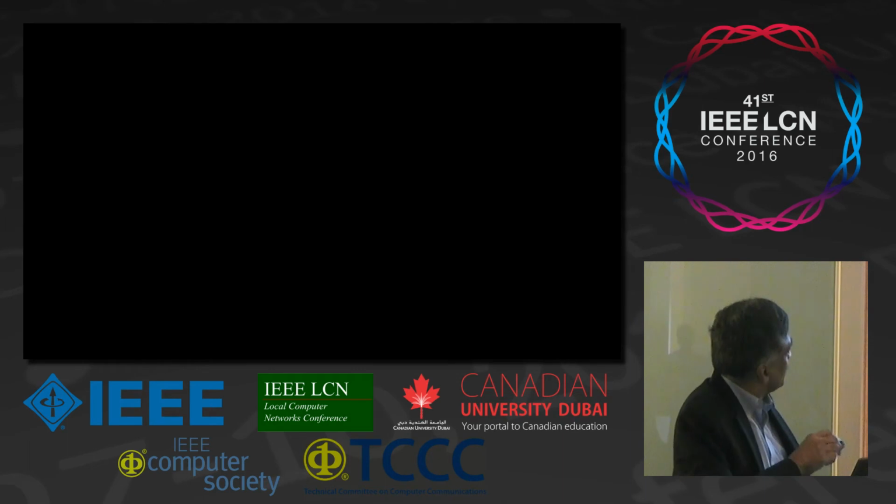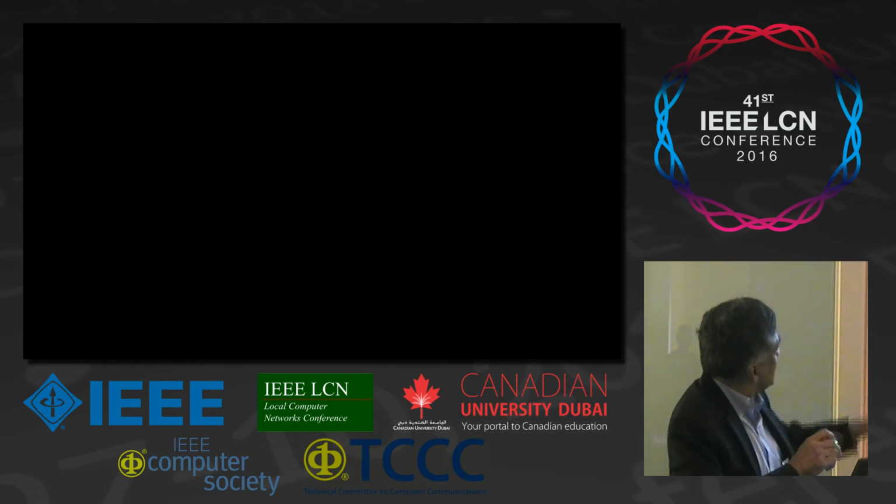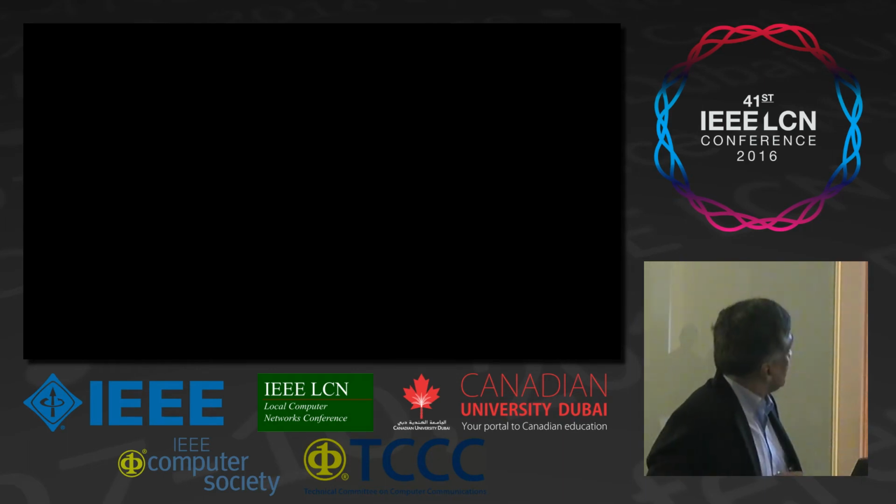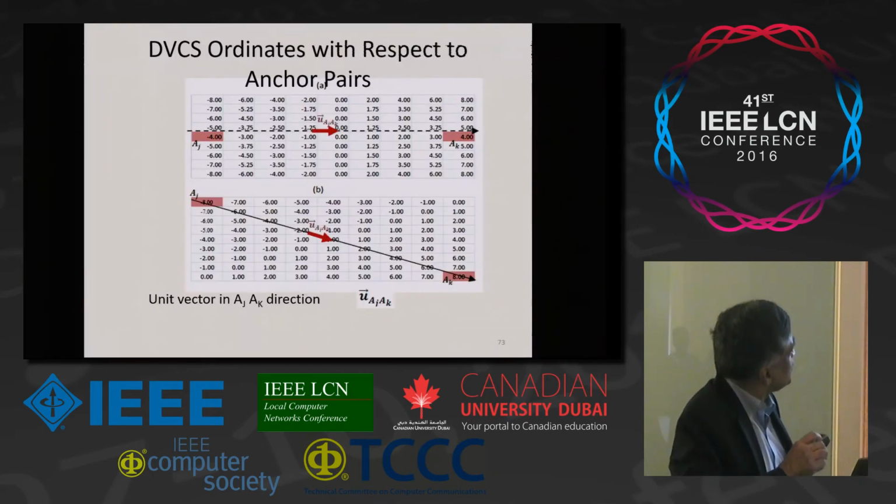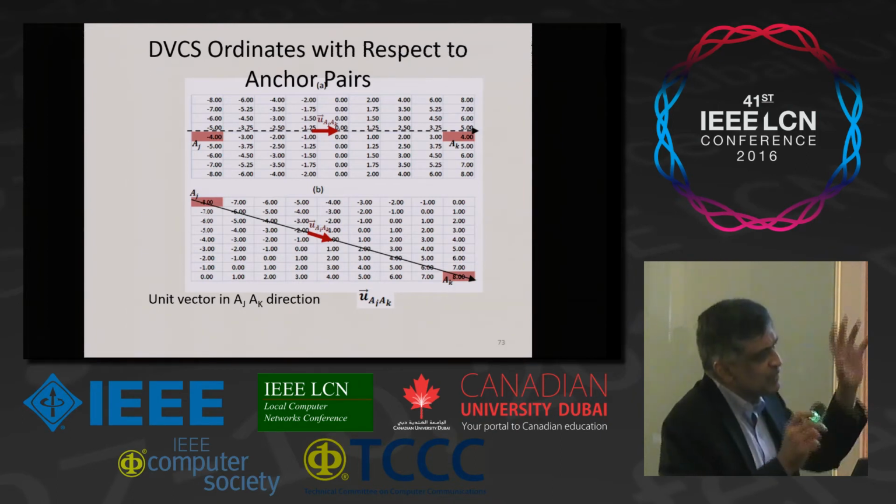So again, some papers appear in this area. Let's see, in the interest of time. So here, again, I'm using a rectangular grid. Each of these numbers is actually a node. I start with the virtual coordinates.